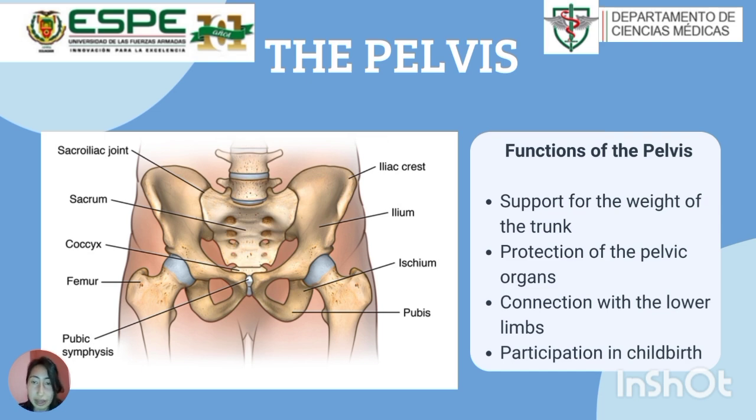In conclusion, the pelvis is a complex structure with distinct differences between males and females, and it has several critical functions in the body. Understanding the pelvis is essential not only for grasping its anatomical structure, but also for appreciating its role in supporting the body, protecting vital organs, and enabling childbirth.